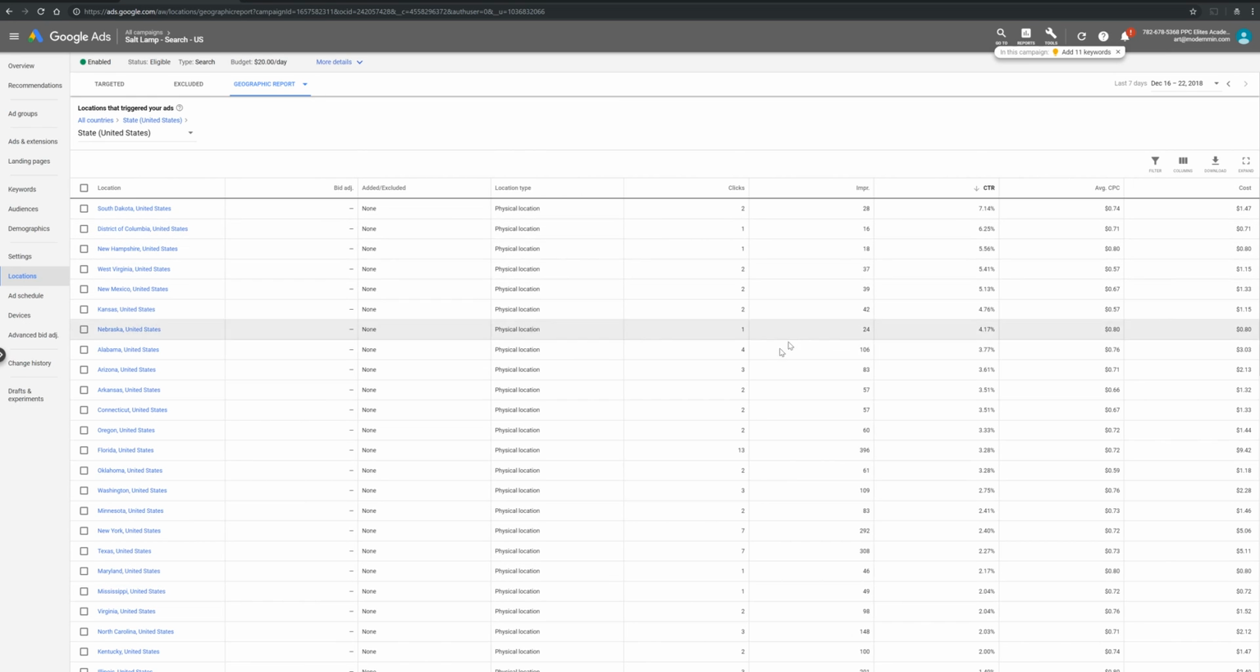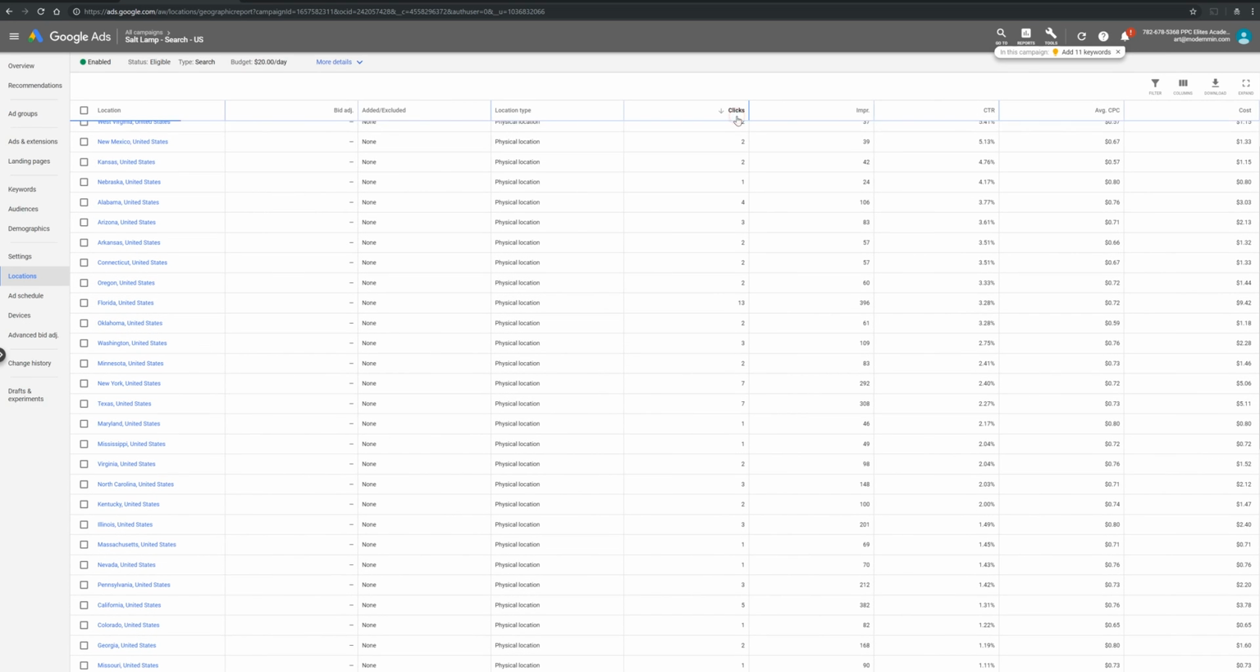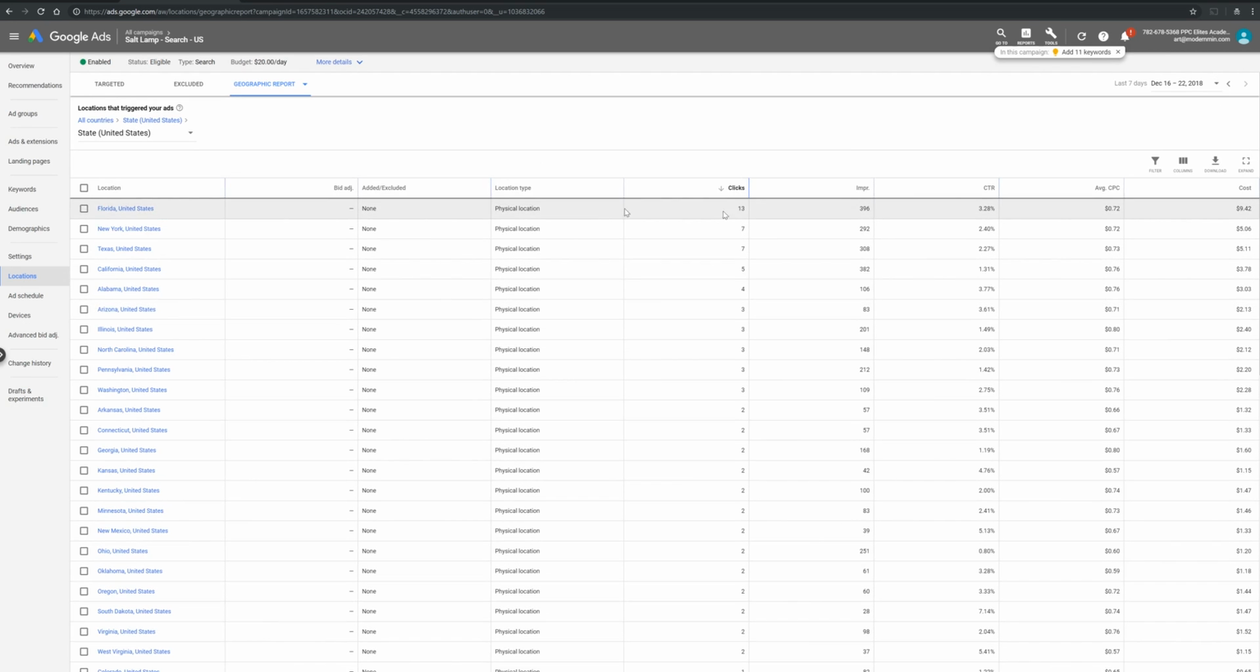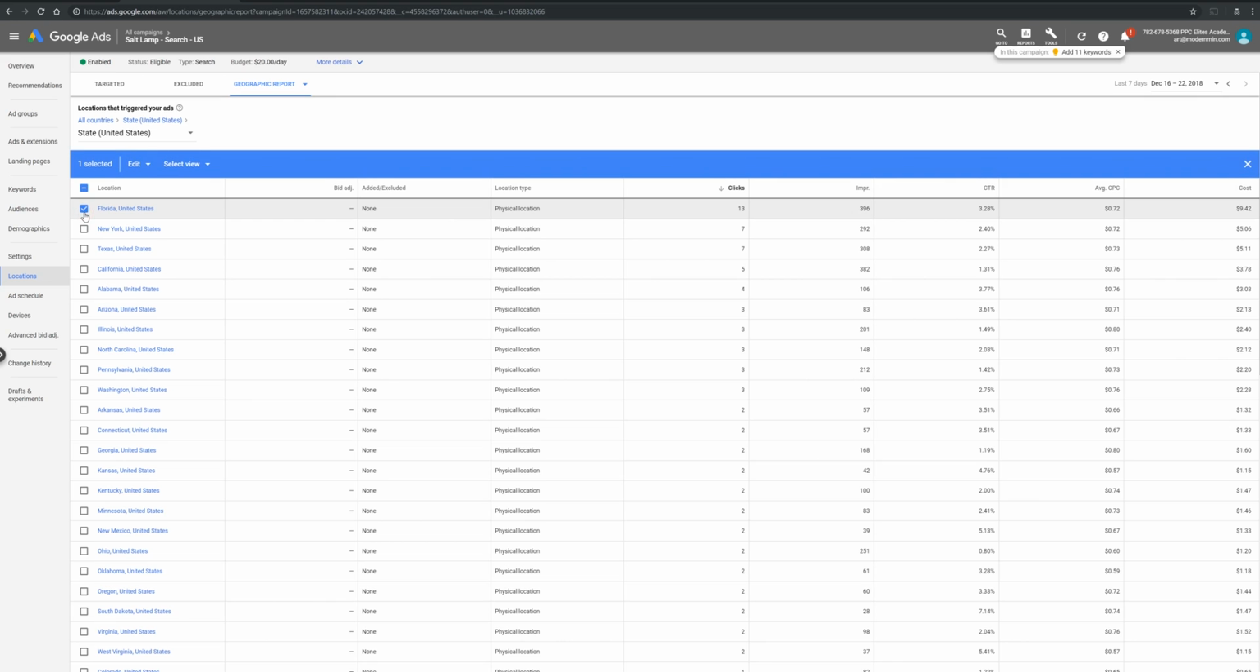And then if you see a certain state is doing the best, so let's go ahead and sort this out by clicks. All right, Florida is doing the best. Really high click-through rate. Looks pretty good. Yeah, so maybe I'll do nothing crazy. I would do a 5% bid adjustment on this. And how you can go ahead and do that is you could just go ahead and check it.